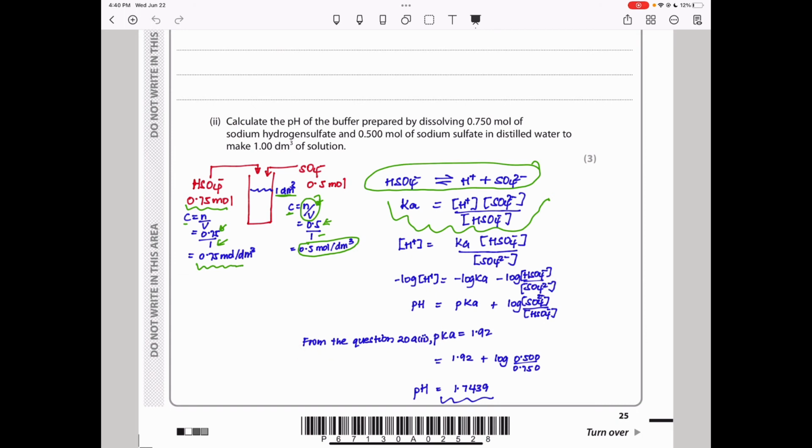So here, remember we previously know that pKa is 1.92, so I'm going to substitute 1.92, and I have this concentration and that concentration, which I'm going to substitute here, and my final answer will be pH is equal to 1.7439. So that's it. Let's move on to the next part.